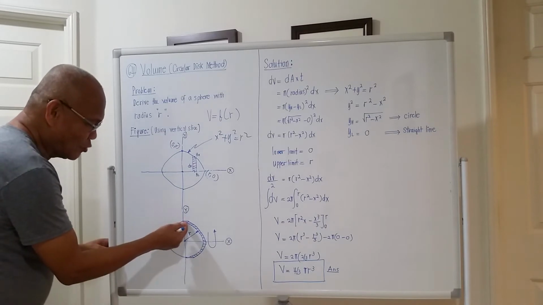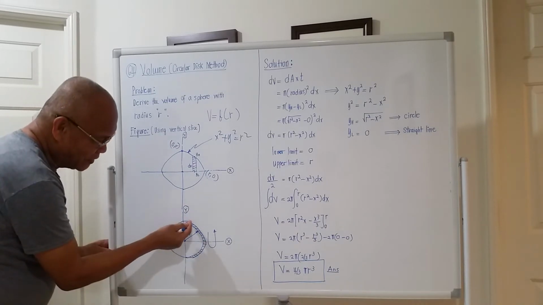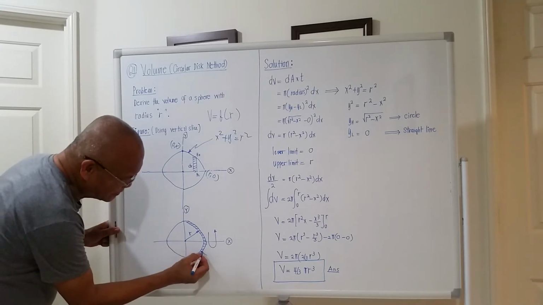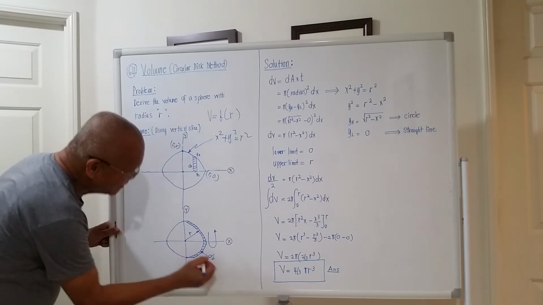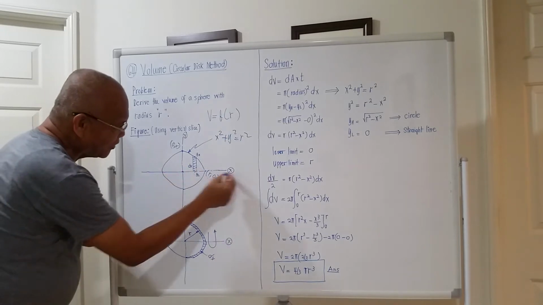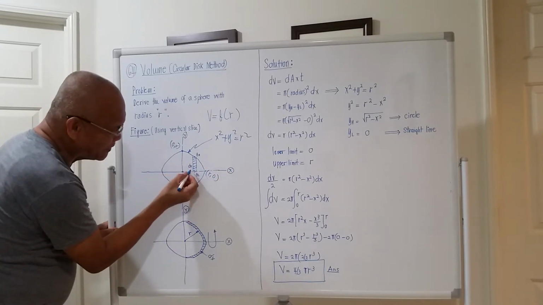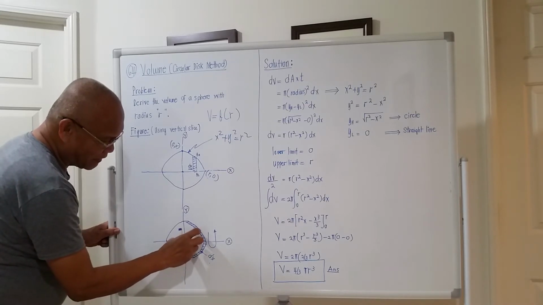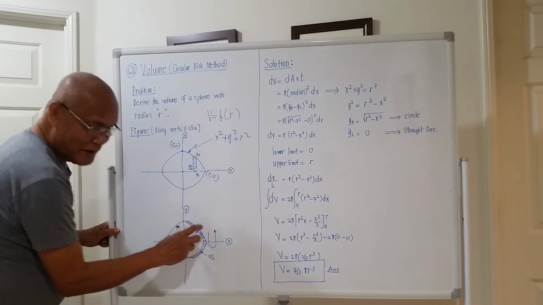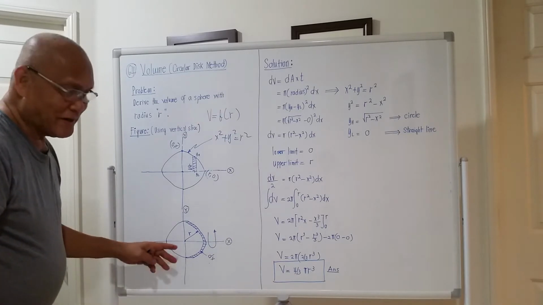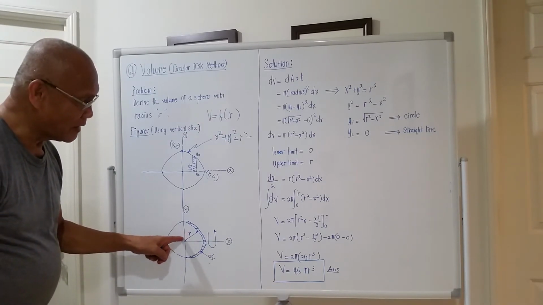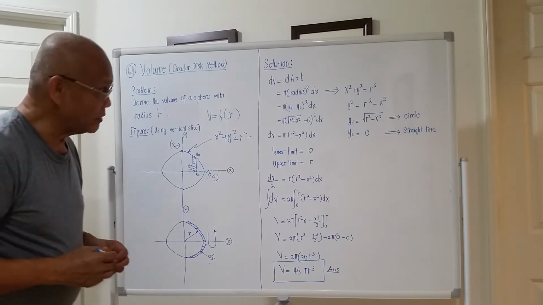Okay, this is one complete revolution. This is the thickness. The thickness is actually dx. It is along the x-axis, so it should be dx. And this is the variable radius r. I just draw one circular disc and I refer to the radius to be simply r. Okay, let's bring out the solution.